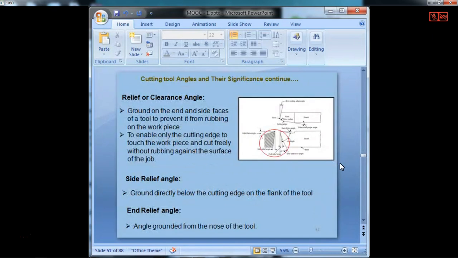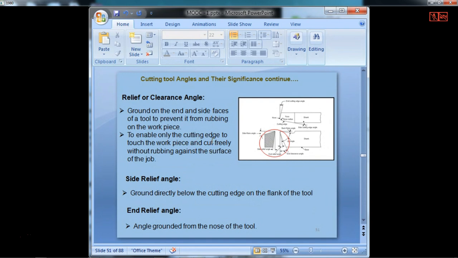Similarly, we have the relief or the clearance angles. These are ground on the end and the side face of the tool to prevent it from rubbing on the workpiece. So that is the basic concept. So why do we have these relief angles?